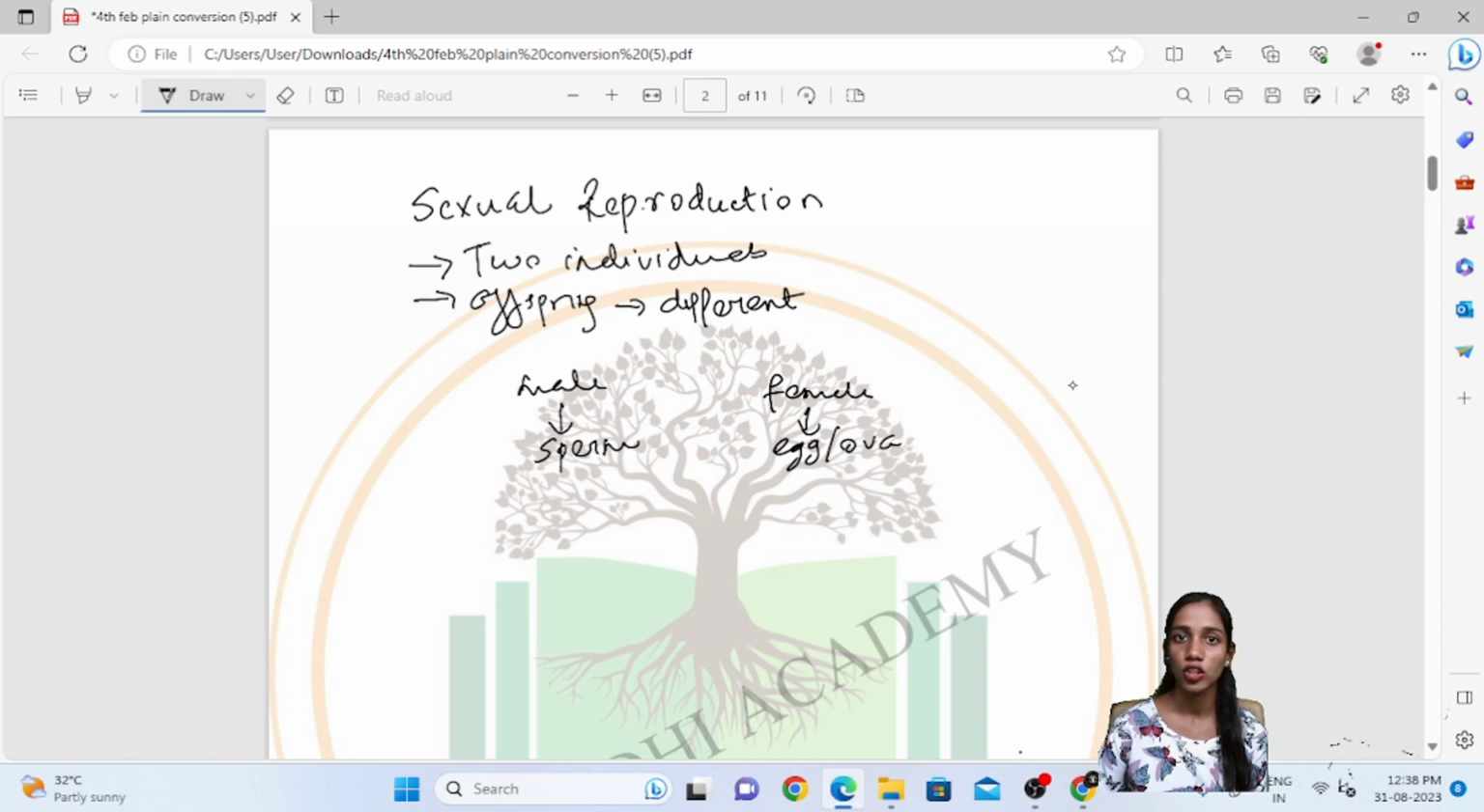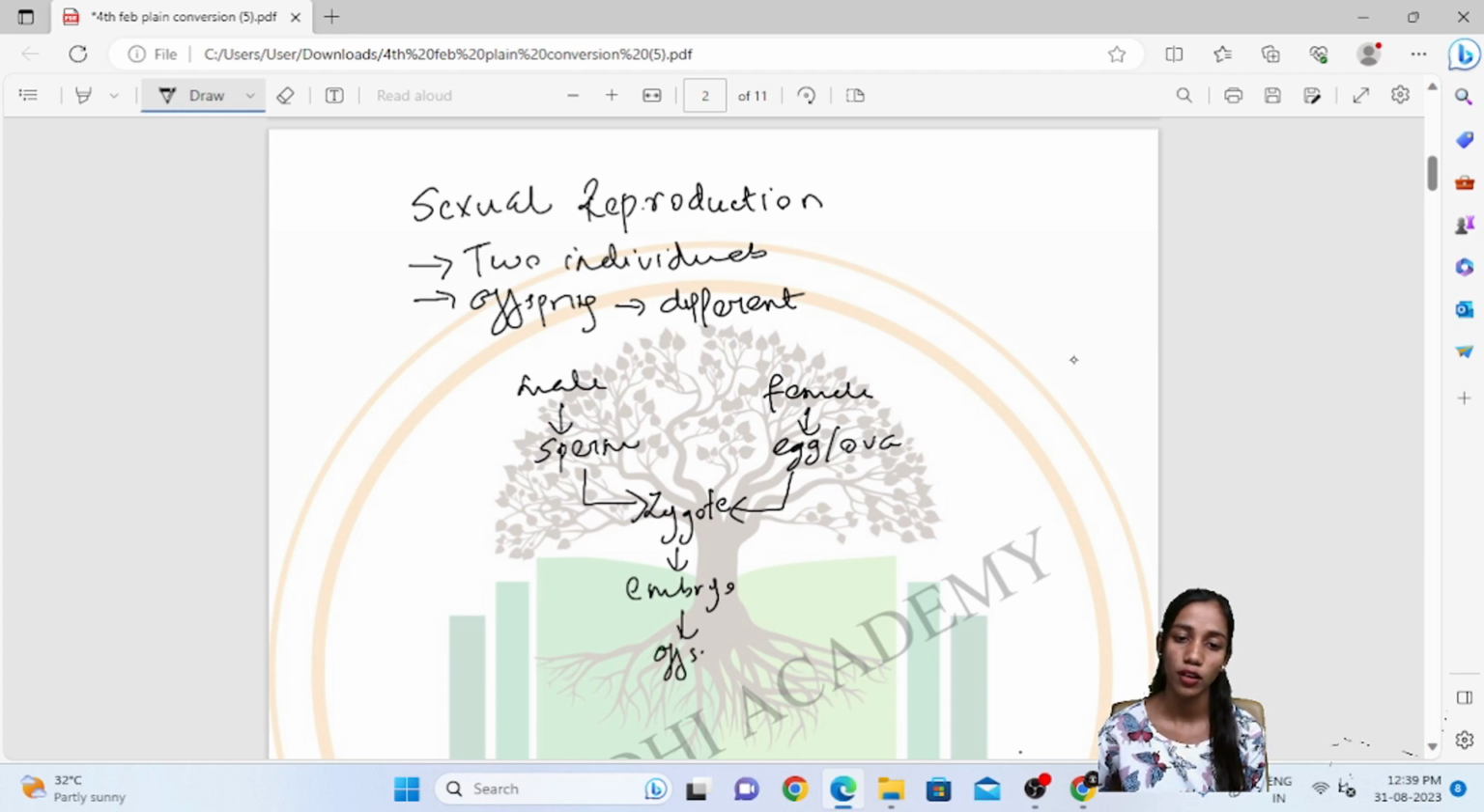Now, what happens in sexual reproduction? First of all, for sexual reproduction to occur, the male and the female organism have to come in close physical contact. Then there is a fusion of this sperm and this egg. They fuse together to form something called the zygote. Further, the zygote forms the embryo, and after further stages, it leads to the formation of the offspring.